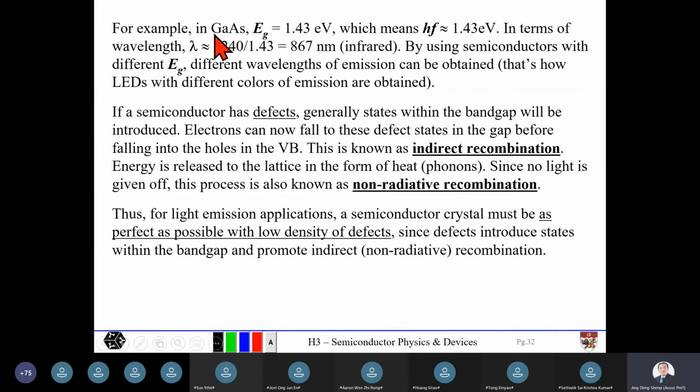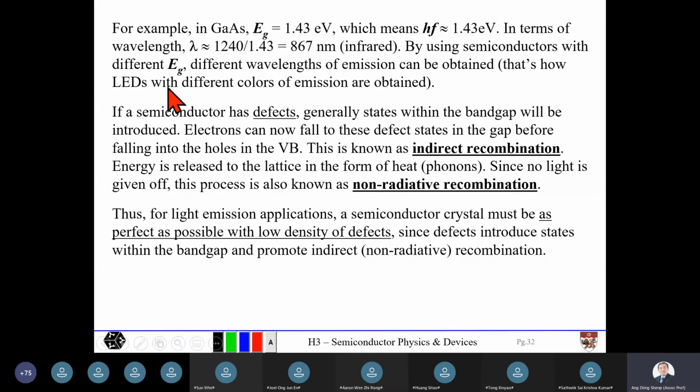Now, if you take the example of gallium arsenide, which has a band gap of 1.43 eV, this means that the photon emitted due to recombination also has an energy of around 1.43 eV. Remember, gallium arsenide is a direct band gap semiconductor. So in terms of wavelength, this corresponds to 876 nanometers, which is in the infrared part of the electromagnetic spectrum. So by using semiconductors with different band gaps, we can create light emission having different colors. This is the basis of how an LED functions.